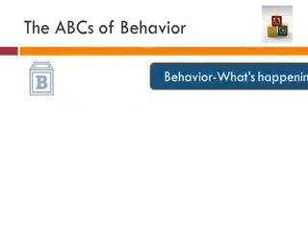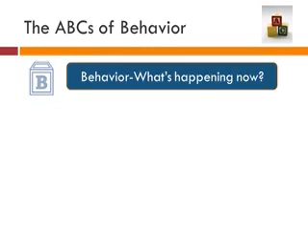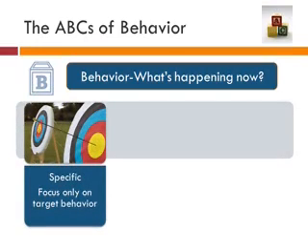The B in ABC stands for behavior. The behavior component involves describing the behavior as it's happening now. There are three things you need to do when observing behavior. The first thing you need to do is be specific. Specific means you focus only on the target behavior. For example, if the target behavior you want to address is name calling, then looking at running in the classroom or hitting is going to take your focus away.